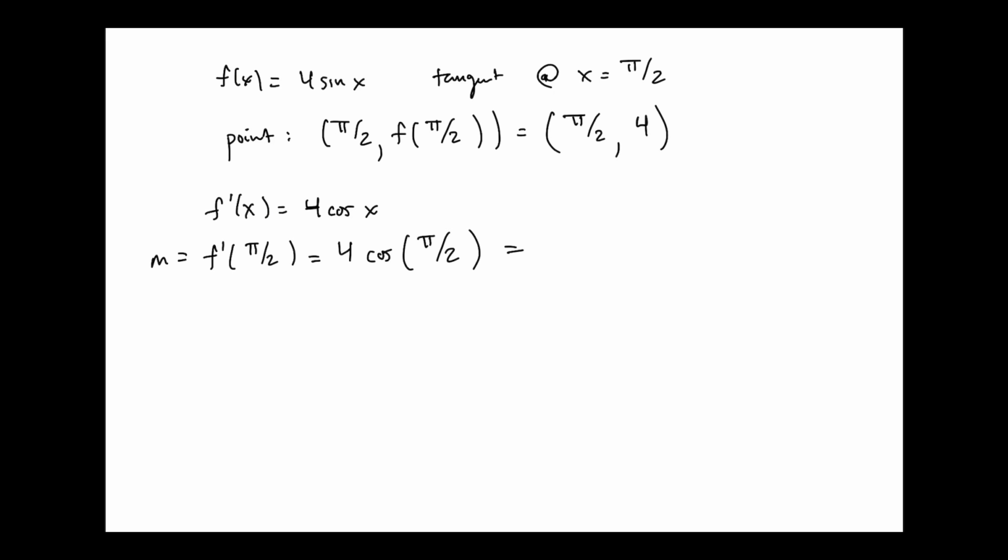And what's cosine of pi halves? 0. Okay, that's actually kind of nice because what does that mean the equation is? In point slope form, it would be that. So just y equals 4, okay, as a function. Okay, so does that kind of make sense? Okay, good.